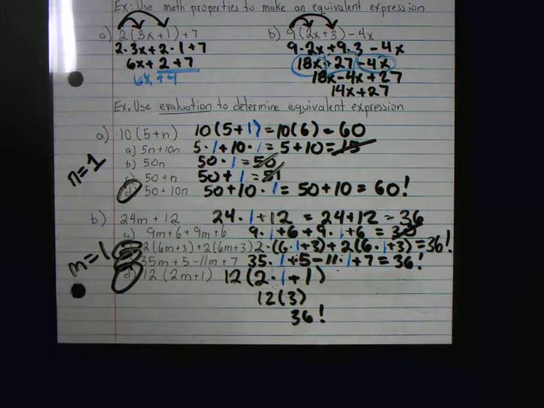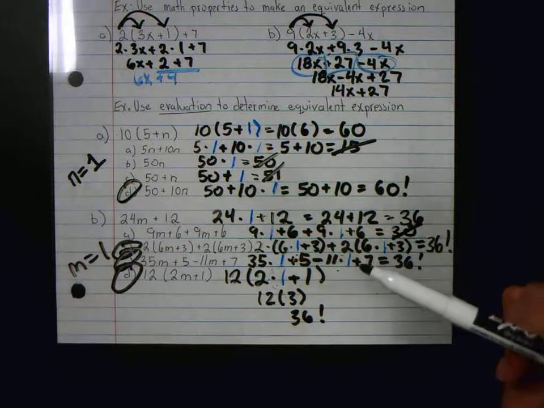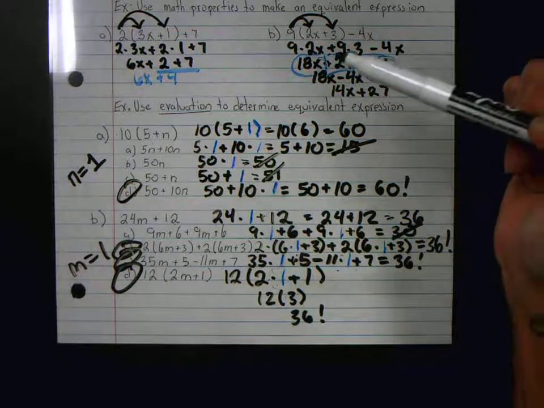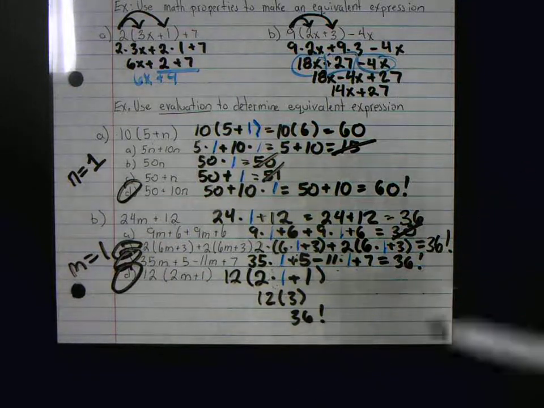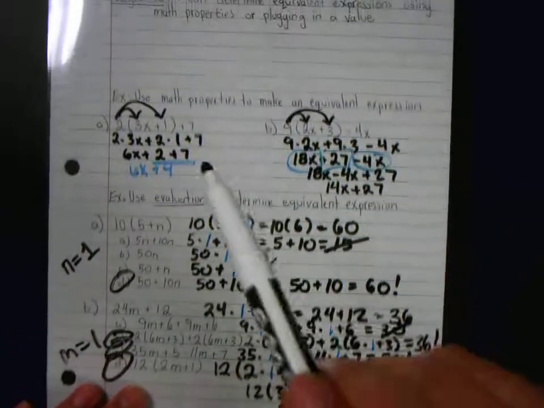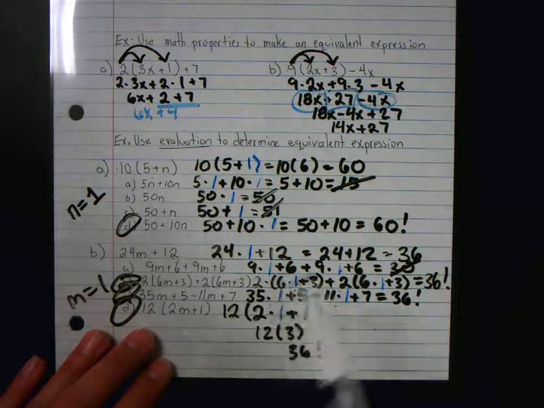Okay, this was most likely one of those problems where you select all that apply. So you'd have 3 options here. Yay! Okay, so again, if you are not comfortable with the math properties, evaluation is the way to go. A little bit messier, a little bit longer, but if you are not comfortable with the math properties, you have another option to determine an equivalent expression.